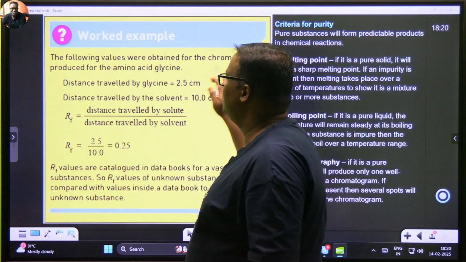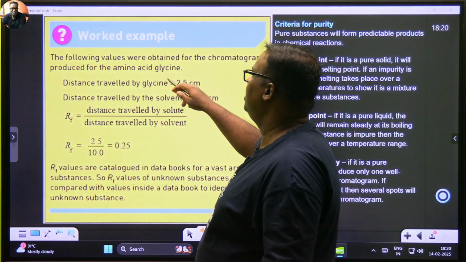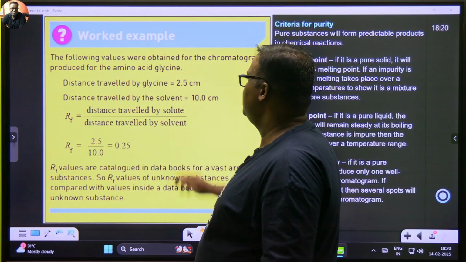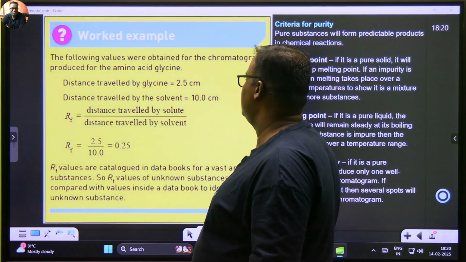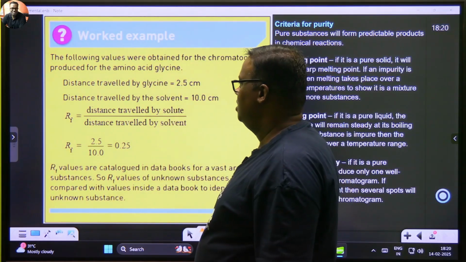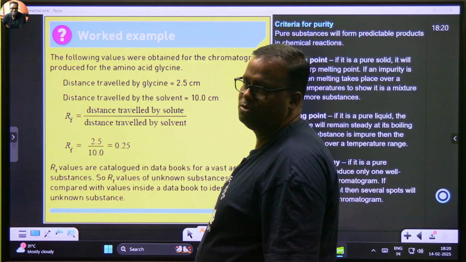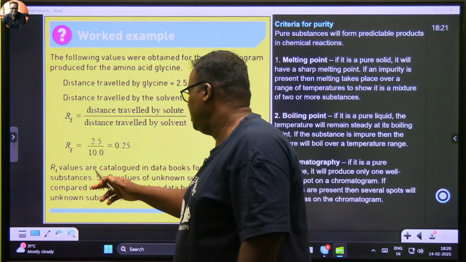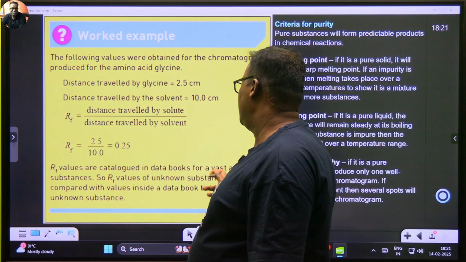The following values were obtained for the chromatogram produced for amino acid glycine. Distance traveled by glycine is 2.5. Distance traveled by the solvent is 10. Solvent will always travel more distance. So calculate the RF factor. RF factor is 0.25. So RF values are cataloged in a data book for a vast array of substances.